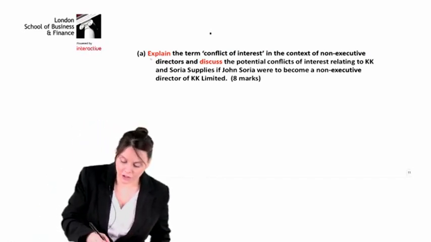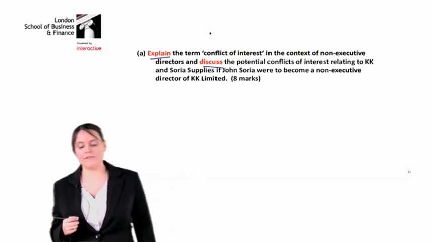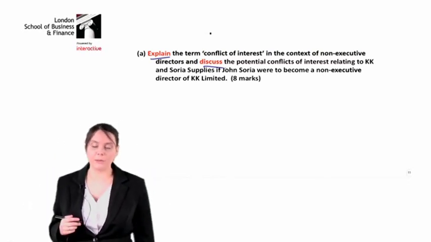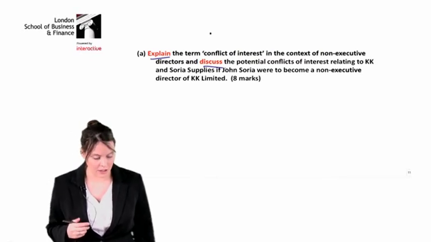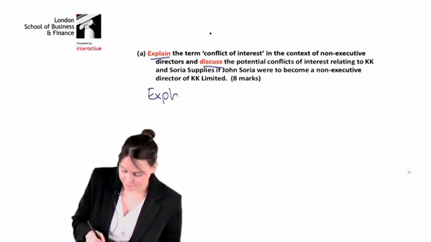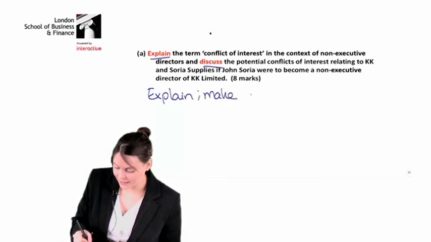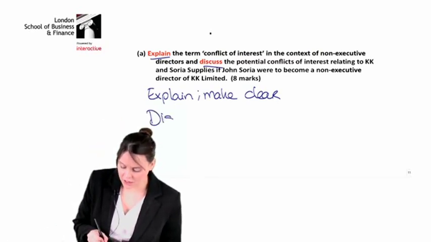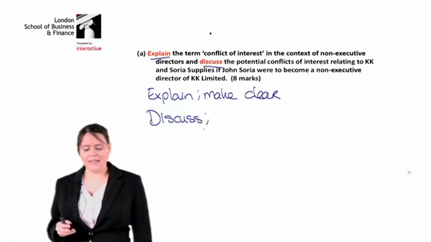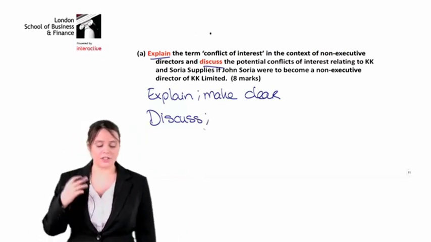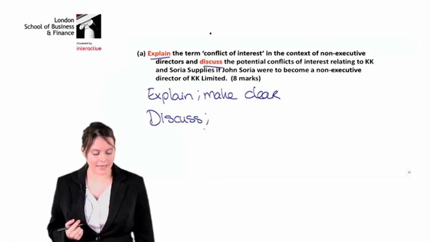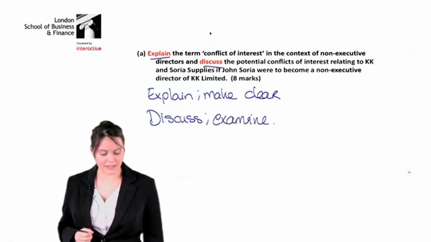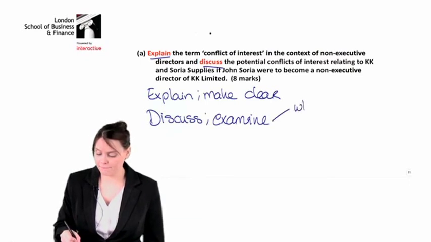The next thing we have to do is discuss the potential conflicts of interest relating to KK and Soria Supplies if John Soria were to become a NED of KK Limited. Now, I've just said that explain means we have to make clear what that phrase means. What does it mean if we have to discuss something? That's not quite the same thing. So if we're going to discuss the potential conflicts of interest in this scenario, then we need to examine, really, the potential conflicts of interests. So what are they?